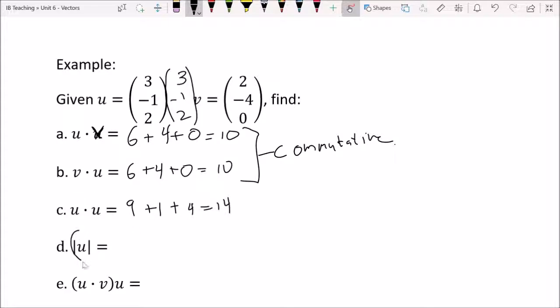Now remember this set of symbols? That's asking for the magnitude. So be careful. The way I taught you was to square them, add them, and root them. So let's square each of the components: 3 squared is 9, 1 squared is 1, and 2 squared is 4. Square them, add them, root them. Hey, that's the same thing as this, isn't it? So that's the square root of 14. That's why I'm showing these two together: some people will say that the dot product is actually a shortcut for finding the magnitude.